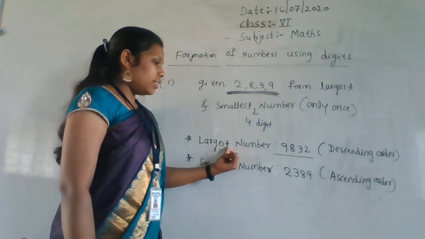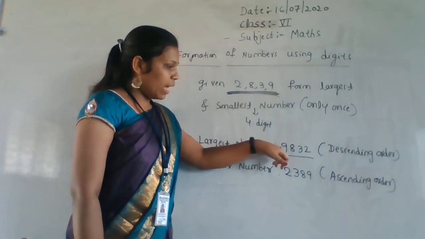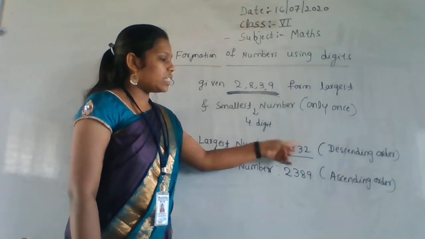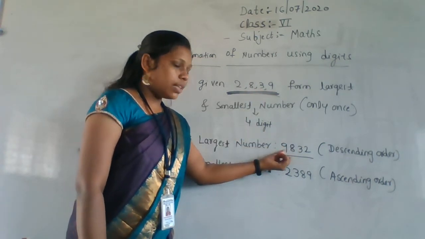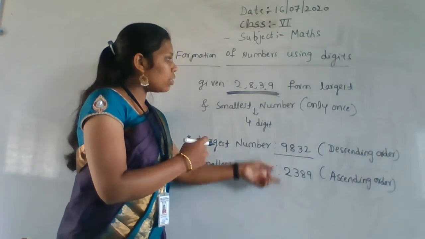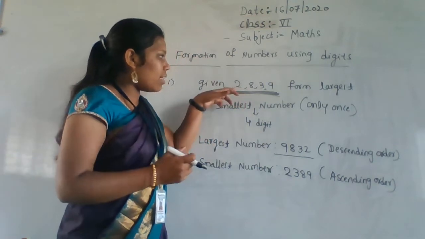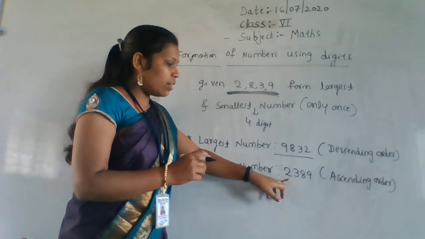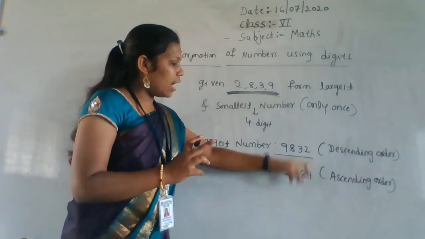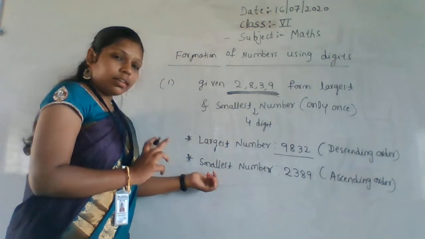Okay? So only using the digits 2, 8, 3, 9, you are forming the largest number as well as the smallest number. Largest number is nothing but write it in a descending order. Which one is the greater here? 9 is the greater. After that which number is there? 8. After that 3. Next one is 2. So this is the largest number. Next one is the smallest number. 2. Okay, it is in an ascending order, and which one is the smaller here? 2 is the smaller value. Write that number first. After that 3. After that 8. After that 9. So 2, 3, 8, 9 is the smallest number.